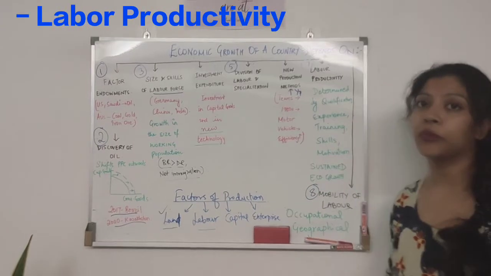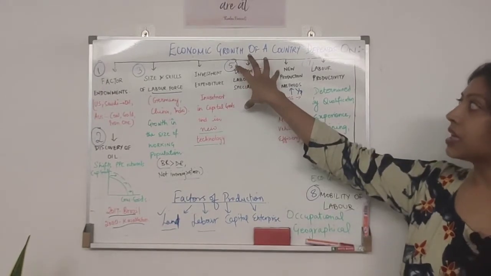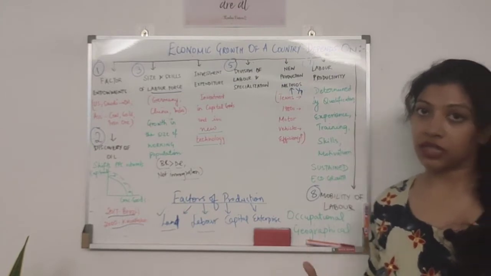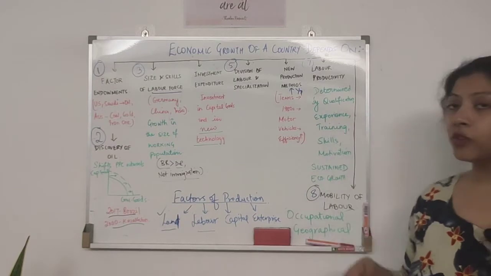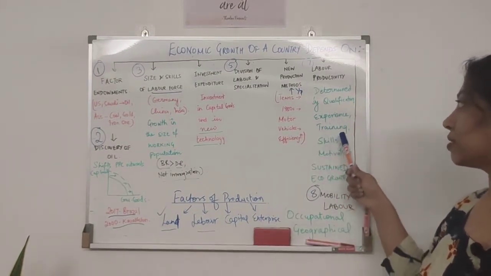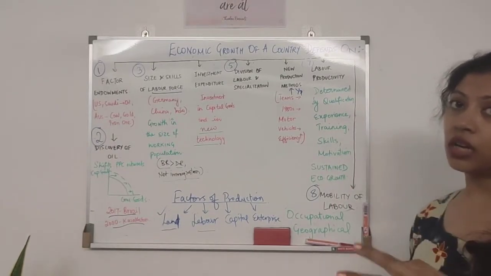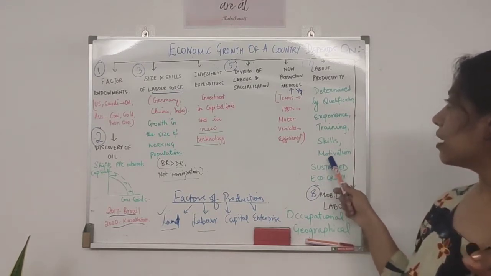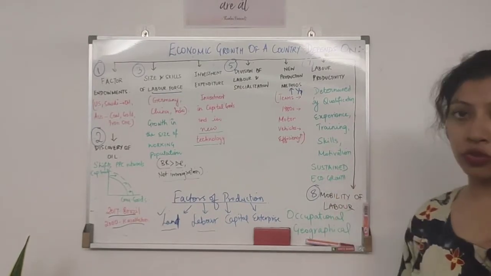Another one is labor productivity, which is related to division of labor and specialization, because if there is division of labor, that leads to labor productivity, and the labor becomes that much more productive. There are very interdependent factors of qualifications, experience, training, skills, and motivation that lead to a productive labor force. And if these things are provided, then that would lead to sustained economic growth.